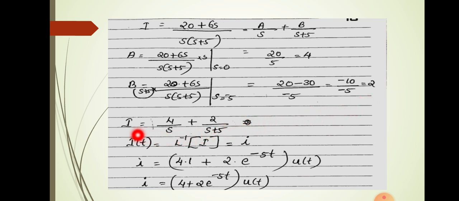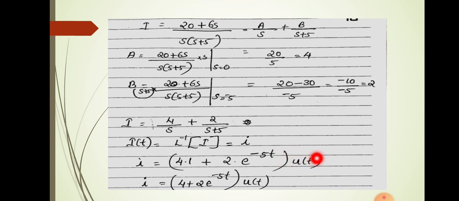So you will get I equal to 4 by S plus 2 by S plus 5. To find the time domain value, you have to take the inverse Laplace transform. So you will get I equal to, what is the inverse Laplace transform of 1 by S? That is 1. That is equal to 4 into 1 plus 2 into, what is the inverse Laplace transform of 1 by S plus 5? It is e raised to minus 5t into u of t.